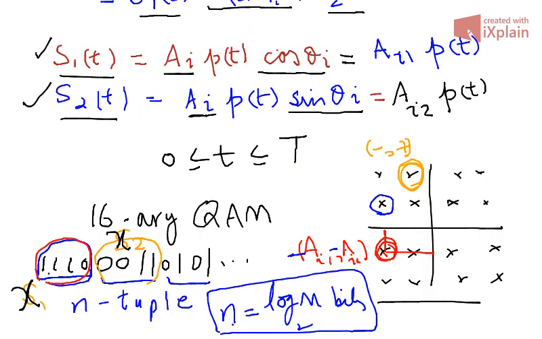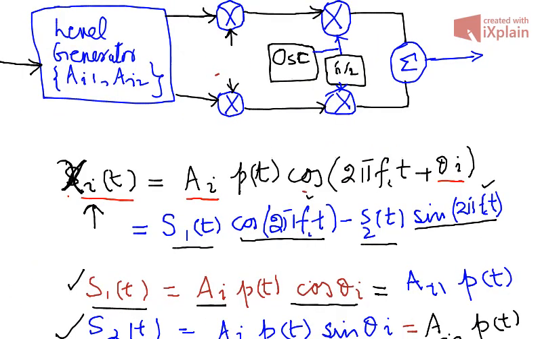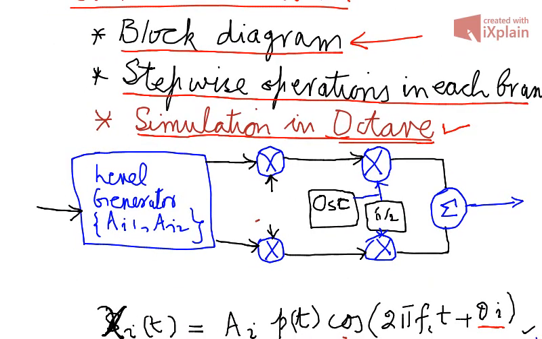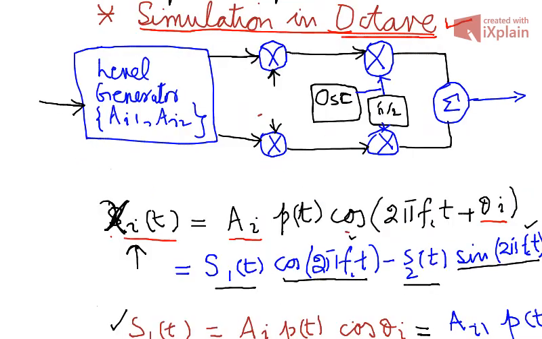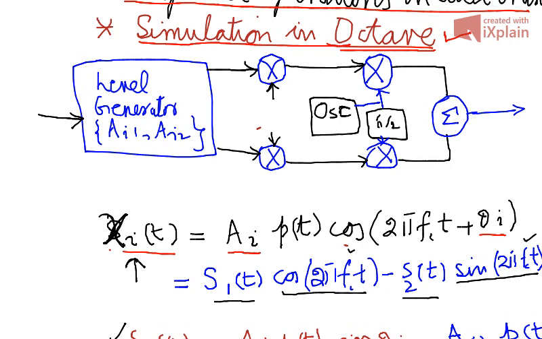Let me bring back the diagram. These are our constellation points which we need to transmit. Now if you see over here in this diagram, let me bring it on the screen. I need this expression as well. So if you observe this diagram with this expression now, it's very easy to see.